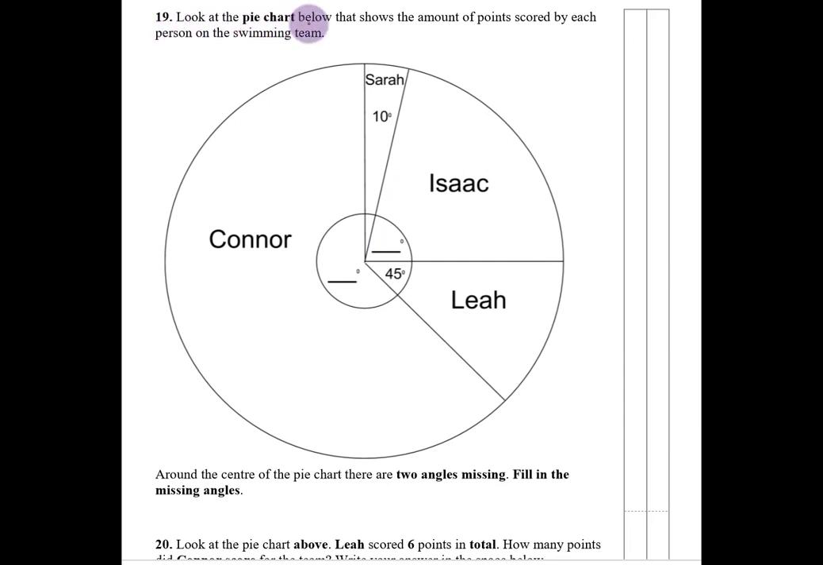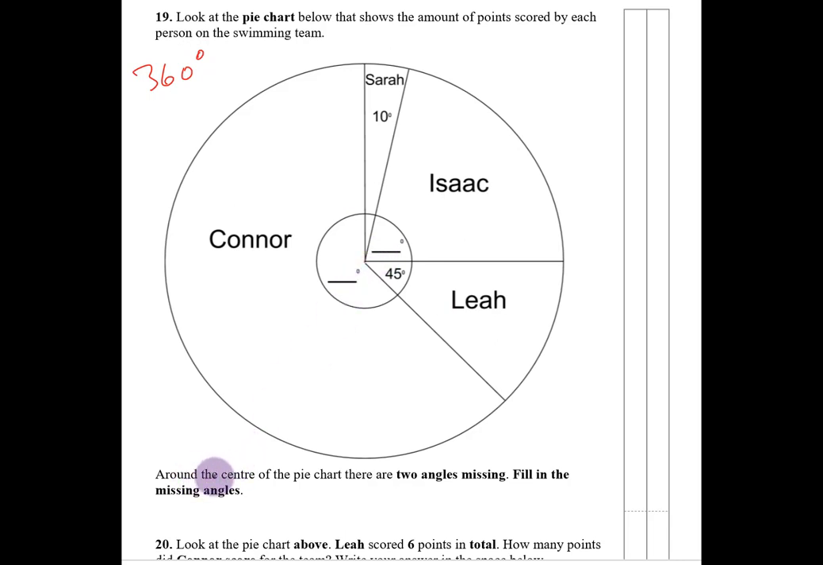So number 19, look at the pie chart below that shows the amount of points scored by each person on the swimming team. So we've got Connor, Sarah, Isaac and Leah, and they take up part of the pie. So Leah's 45 degrees, Sarah's 10 degrees, and we don't know what Isaac and Connor are. Now the first thing to always think is the whole pie in degrees is going to be worth 360 degrees. It's a full circle, full turn.